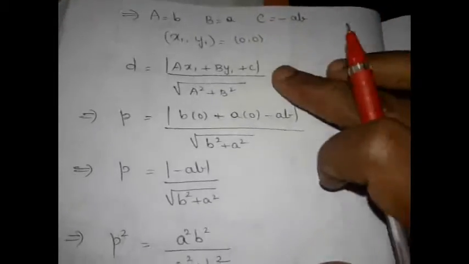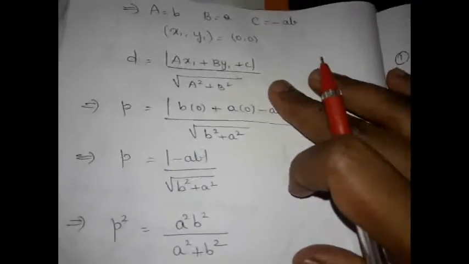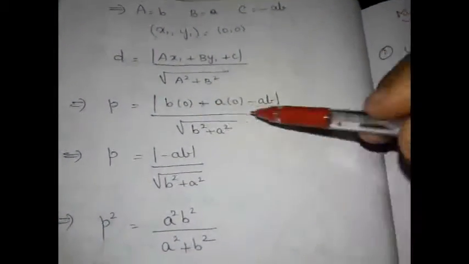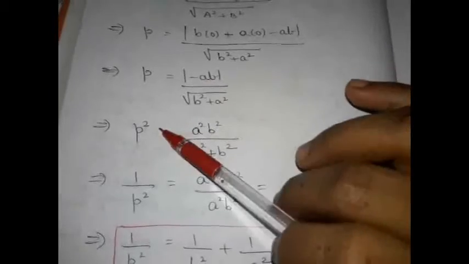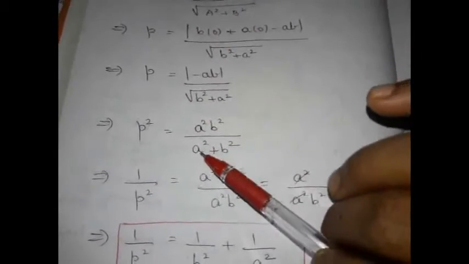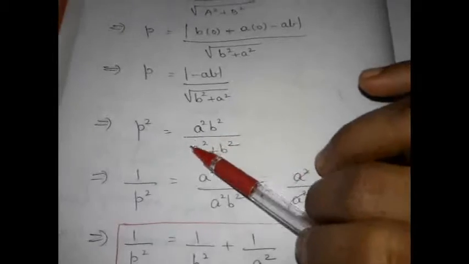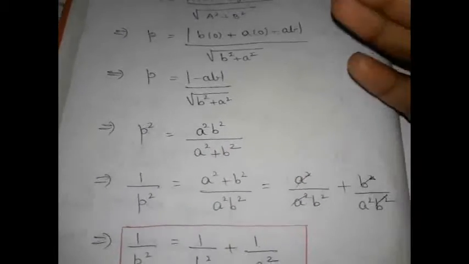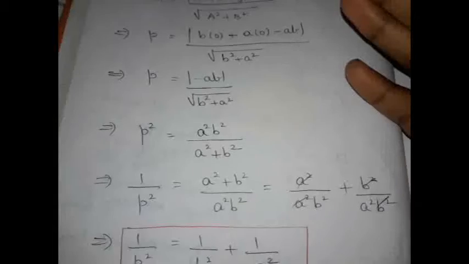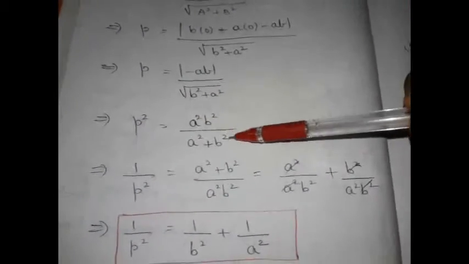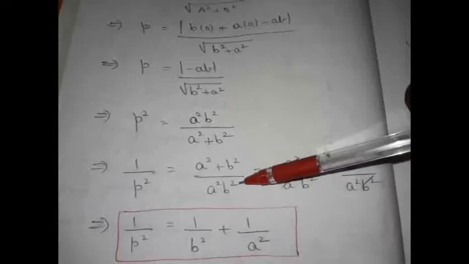Right? Now let us substitute in our distance formula. We know the perpendicular distance is given as P. So these two terms will get 0, minus AB by this. Square on both sides. So P square is equal to A square B square divided by, the square root will get cancelled, A square plus B square. When we have a sum of two terms in the denominator, we cannot do anything. So what we will do? We will reciprocate on both sides. Then only the meaning will not change. So 1 by P square is equal to A square plus B square divided by A square B square.